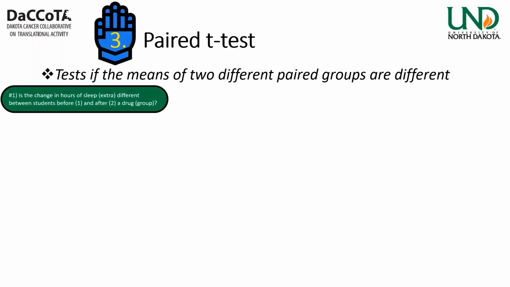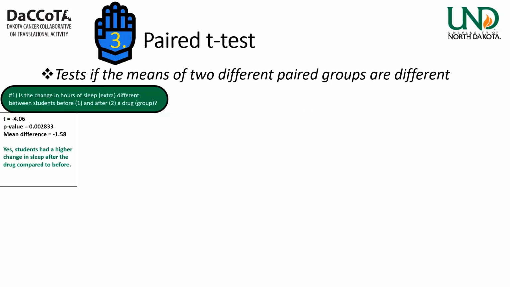So first, we're going to revisit a data set we just used for the two sample t-tests, the change in sleep between two different groups. And now we learn, digging in with more information, that it's actually not groups, but the same student before and after a drug. And now we actually find that it's significant, taking into account the paired nature of the data. Students had a higher change in sleep after the drug compared to before.